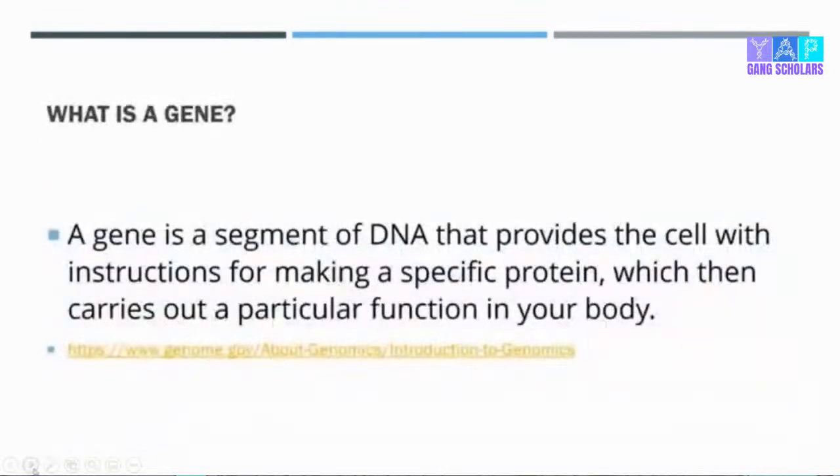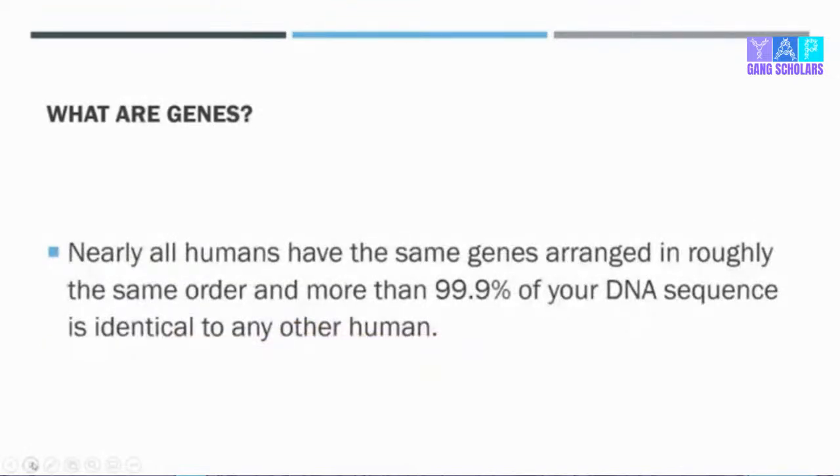Gene. According to genome.gov, a gene is a segment of DNA that provides the cell with instructions for making a specific protein, which then carries out a particular function in the body. What are genes? Nearly all humans have the same genes arranged in roughly the same order, and more than 99.9% of your DNA sequence is identical to any other human.